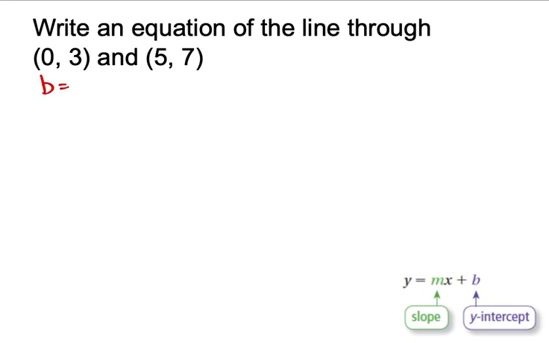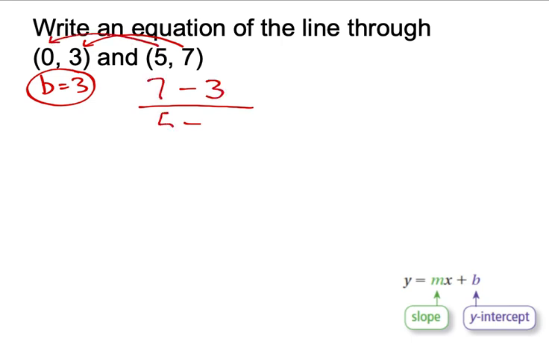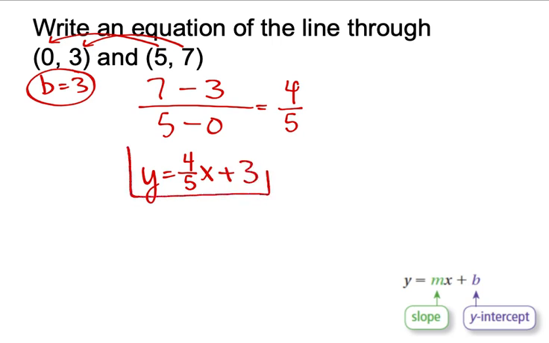Well, first, you should recognize that the y-intercept here is 3 according to that point. Then you do your difference quotient. Let's go ahead and do 7 minus 3 for the y's, and in the same order, 5 minus 0 for the x's. And then we get 4 over 5. So the slope is 4/5. So with a slope of 4/5 and an intercept of 3, we get y equals 4/5 x plus 3.